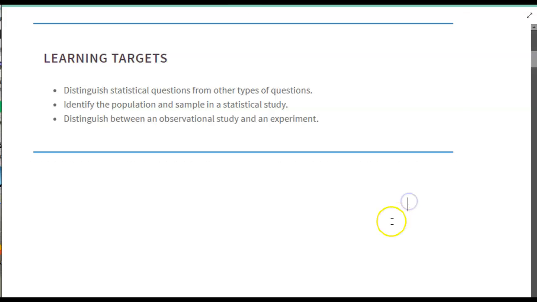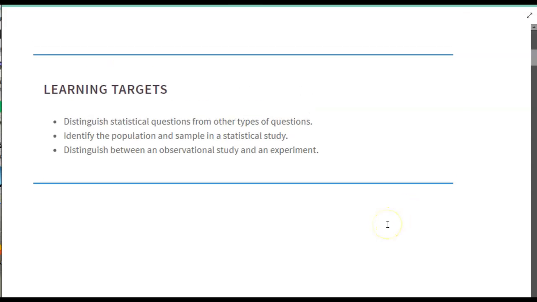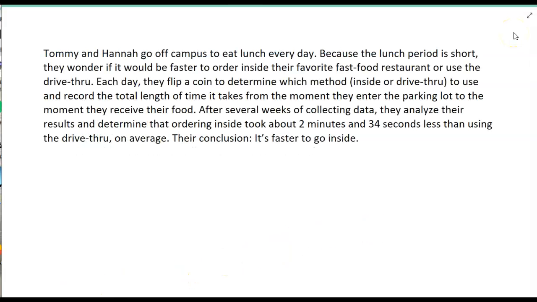We're going to identify what a population is and a sample in a statistical study, and we're going to learn what's the difference between an observational study and an experiment. Here's an example of a statistical study. Tommy and Hannah go off campus to eat lunch every day. Because the lunch period is short, they wonder if it'd be faster to order inside or use the drive-through.